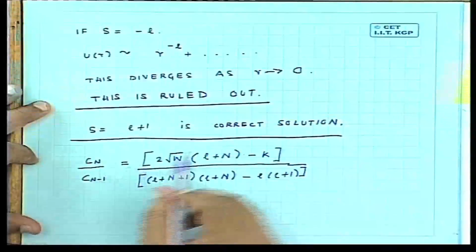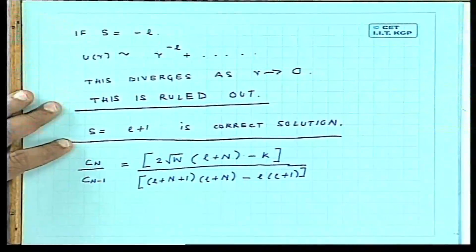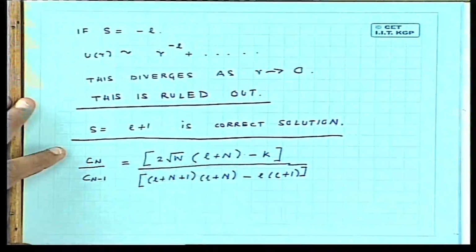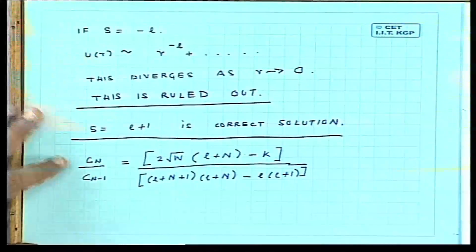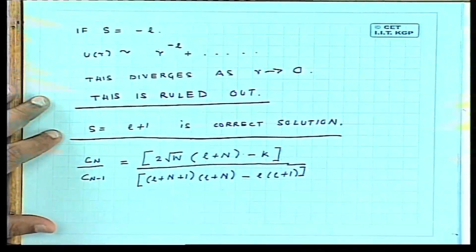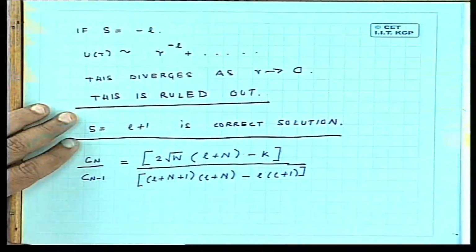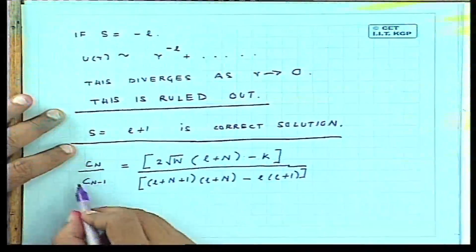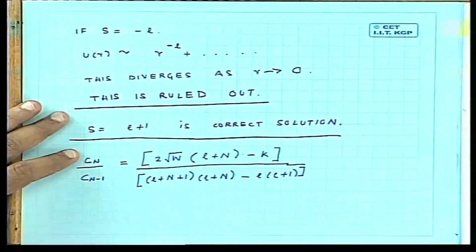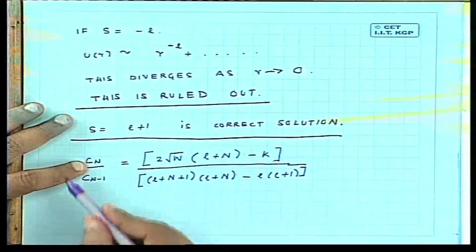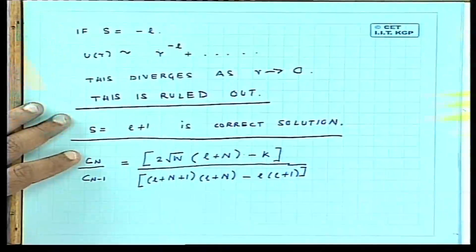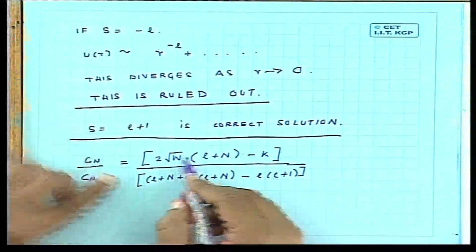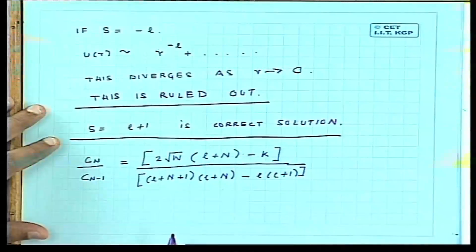So this is the recursion relation between successive coefficients. If it so happens that beyond a certain coefficient, all the higher coefficients are 0. Once one of the coefficients becomes 0, all the higher ones are subsequently 0. So if one of the coefficients becomes 0, then we are saved. We can get a solution. Suppose the n minus 1th coefficient exists, but the nth coefficient is 0, then the condition which has to be satisfied is that the numerator over here must be 0.